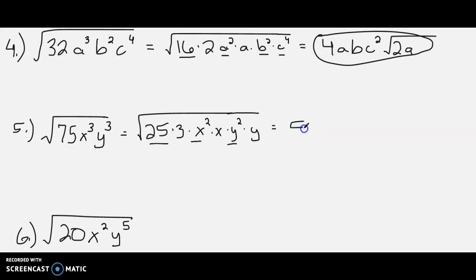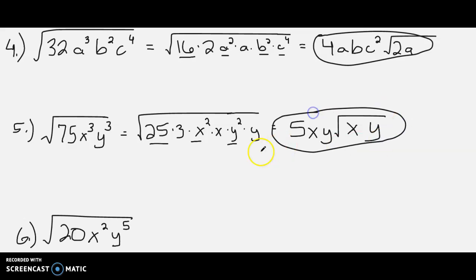Square root of 25 is 5. x squared, y squared become x and y. And inside the radical, we're left with an x and a y. And there's our simplified term, 5xy square root of xy. Oh, we forgot the 3. Yeah, we need a 3 in there, so the 3 stays put.